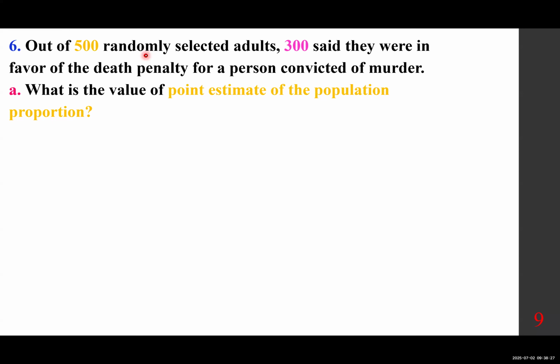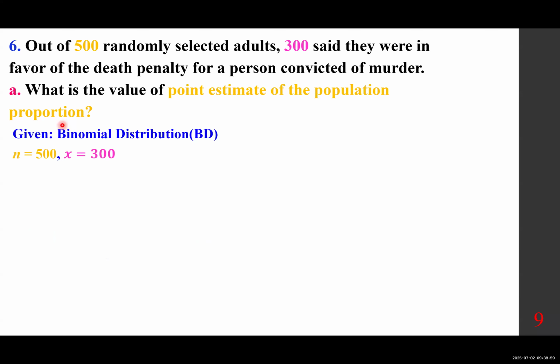Out of 500 randomly selected adults, 300 said they were in favor of the death penalty for a person convicted of murder. What is the value of the point estimate of the population proportion? So obviously we are dealing with a proportion, we are dealing with binomial distribution, they are either in favor or against the death penalty. So there are two outcomes. So the point estimate of the population proportion p is p hat.